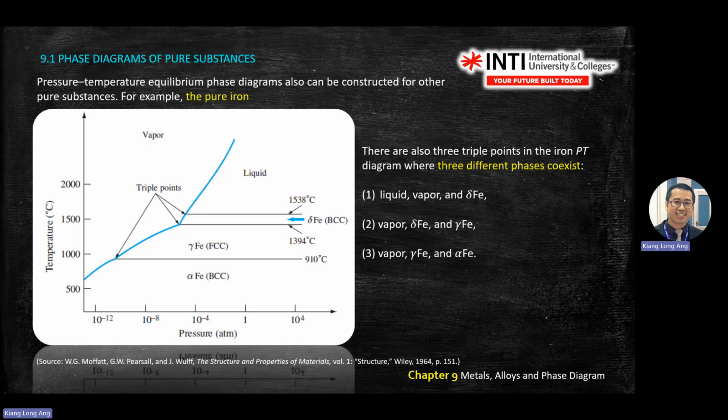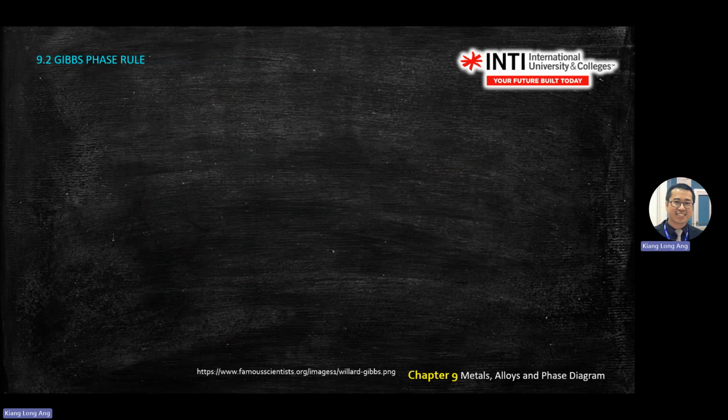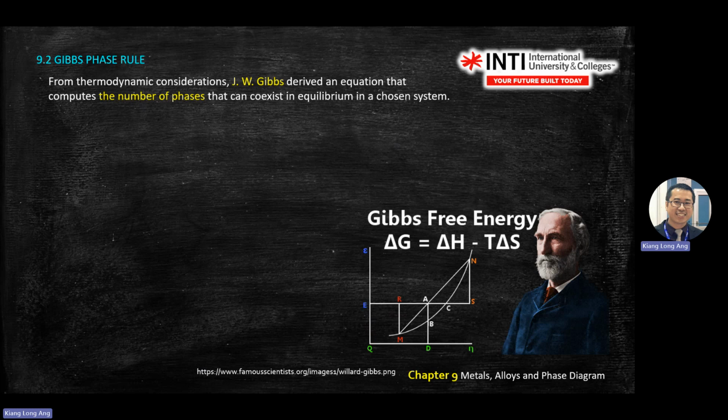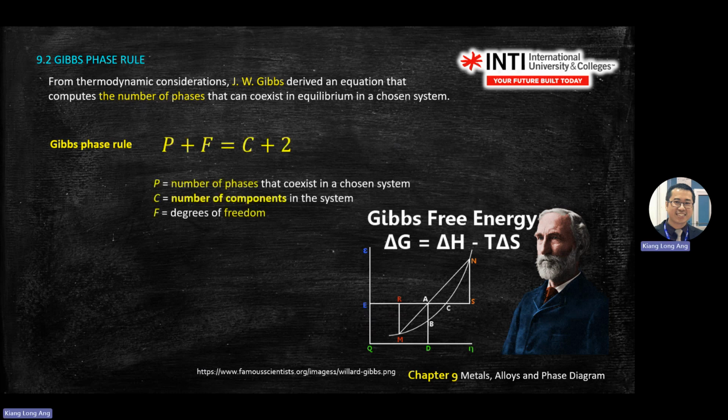Okay, this is the phase diagram of a pure substance. Then we go into another diagram called the Gibbs phase rule phase diagram. It's named after a scientist called Gibbs. We're going to introduce you to this phase rule: P plus F equals C plus 2.